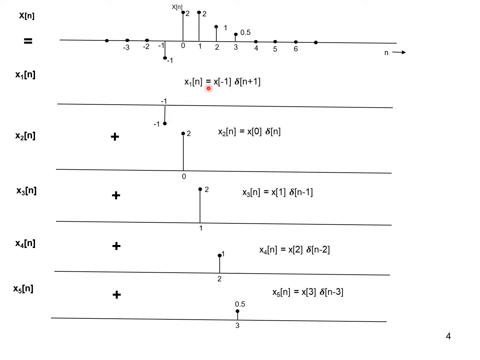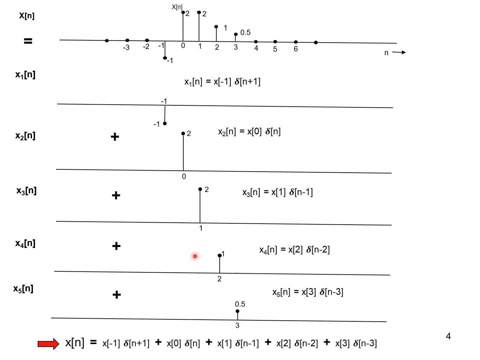Now I am writing the equations for these impulses. See, x of minus 1 delta n plus 1, x of 0 delta n, x of 1 delta n minus 1, and so on and so forth. Now, if I add all these signals, x1 plus x2 plus x3 plus x4 plus x5 is equal to the original signal. What I am going to show here is that I can construct this original sequence by simply superposition of time shifted impulses. That's what I am going to write now in the form of an equation.